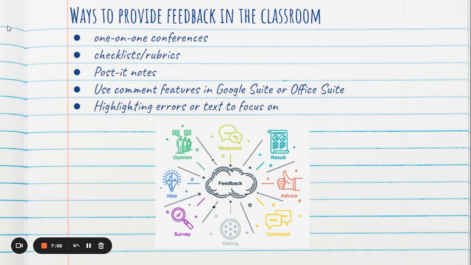So: one-on-one conferences, checklists and rubrics, Post-it notes, using the comment feature that you find in Google Suite, like in Docs or Slides, or in the Office Suite if you're an Office school. And as a math person, I love to highlight the errors in the text for them to focus on. So these are the five that are common for most teachers, and they're the ones that are easily used. And again, you're going to have to decide what's best for you, what makes the most sense for your students and for your own way that you teach.